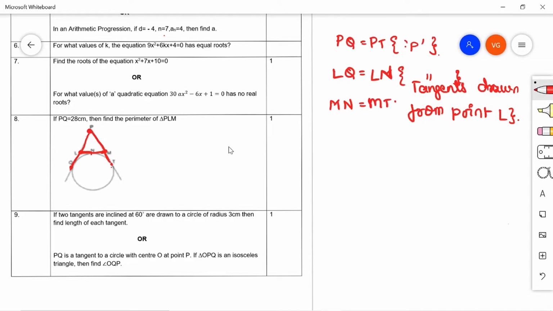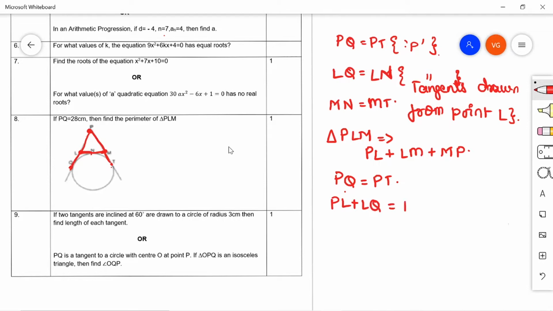Now they are asking you to find the perimeter of the triangle PLM, that is nothing but adding all the sides: PL plus LM plus MP. Now we have to write PQ, so you split it. PQ is equal to PT, no? PQ you can split as PL plus LQ, right? Write it down: PL plus LQ. Similarly, PT can be written as PM plus MT, isn't it? See this line? PT can be written as PM plus MT, right?